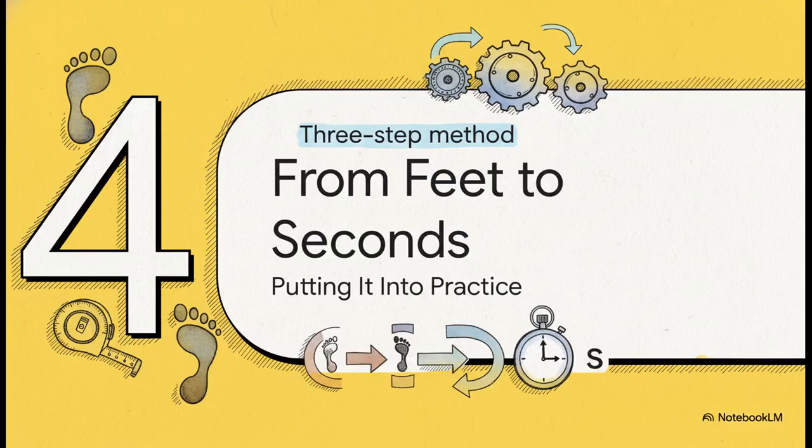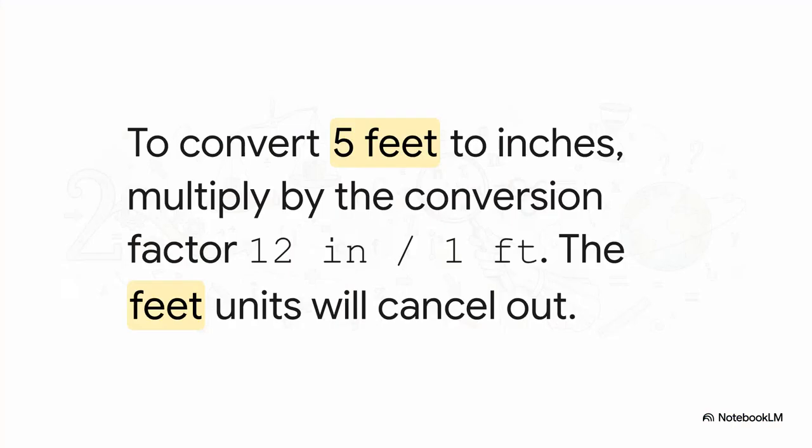All right, now for the fun part. Let's take that 3-step method and put it to work. We'll even start with that question from the very beginning. Okay, so we want to change 5 feet into inches. Step 1, we write down 5 feet. Step 2, we multiply by our conversion factor. Now, look really close at this setup. We want to get rid of the feet unit, right? So we make sure the 1 foot part of our fraction is on the bottom.